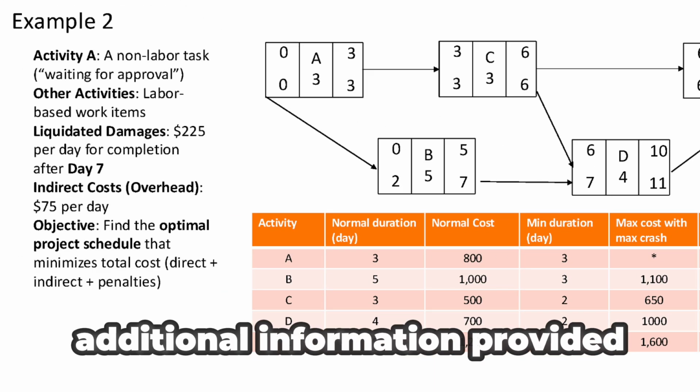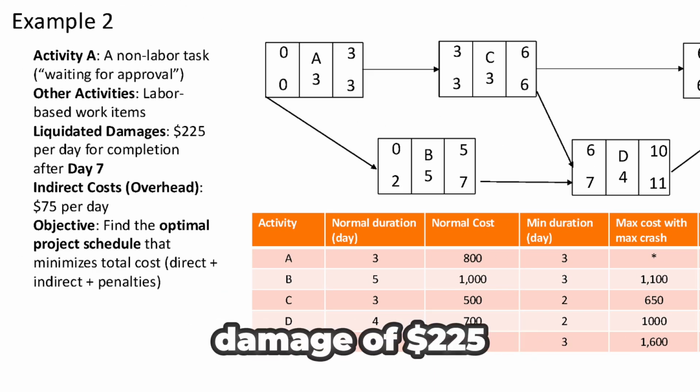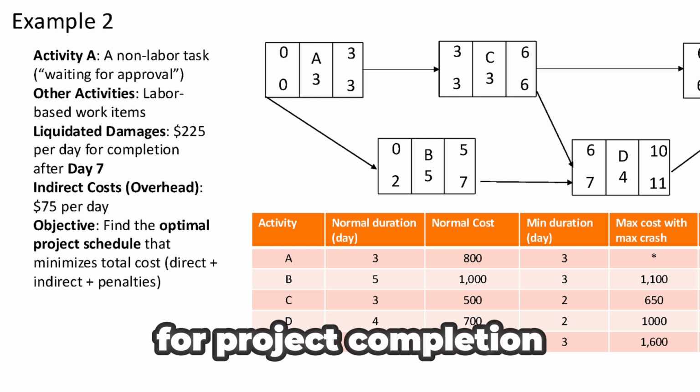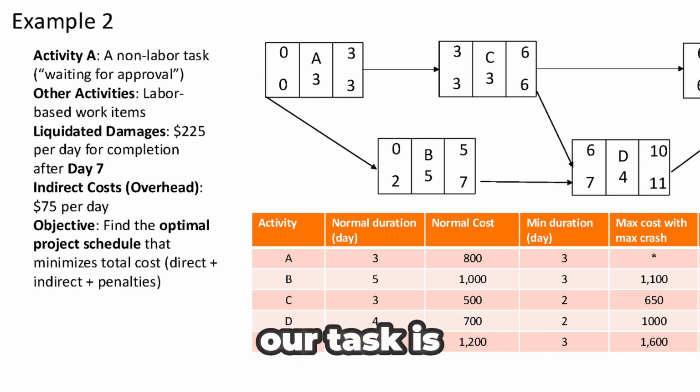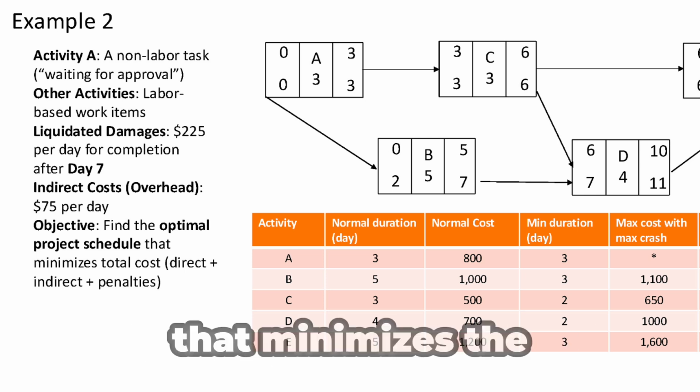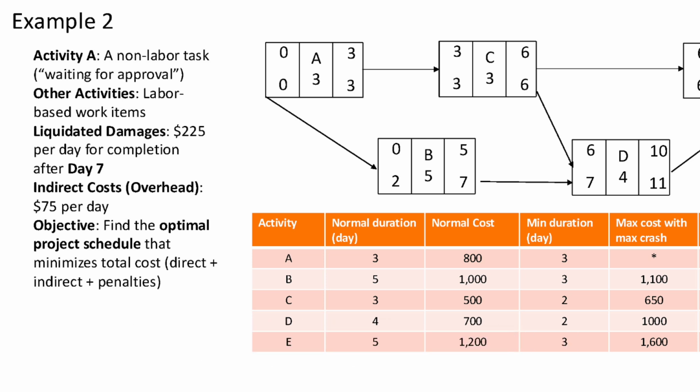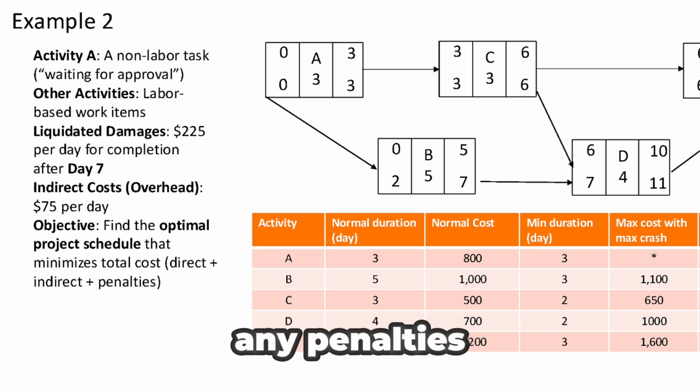Additional information provided includes a liquidated damage of $225 per day for project completion beyond day 7, and indirect costs of $75 per day. Our task is to determine the optimal project schedule that minimizes the total project cost, including direct costs, indirect costs, and any penalties.